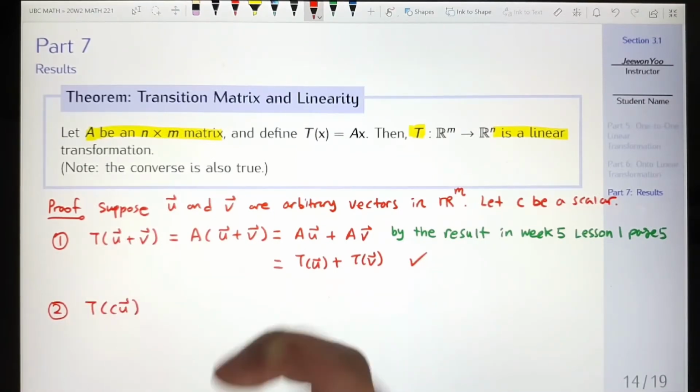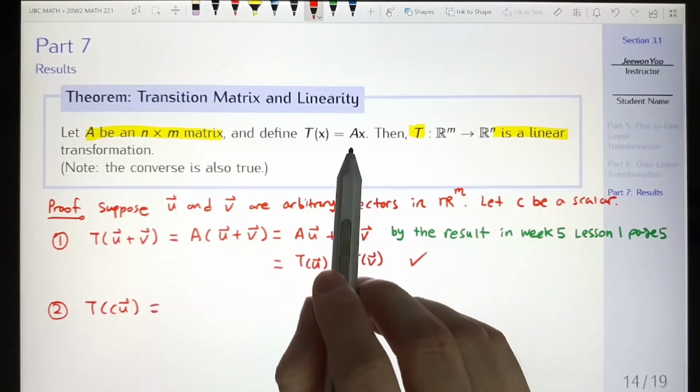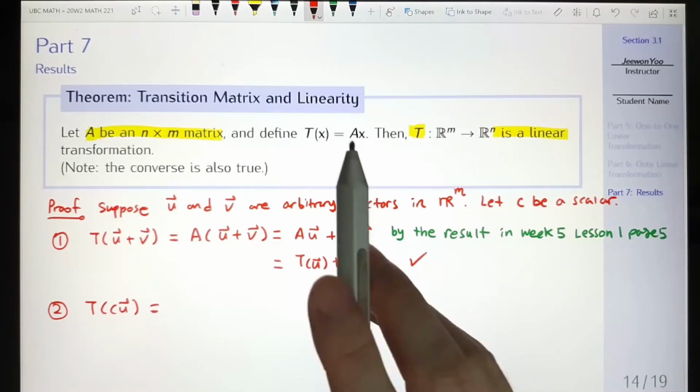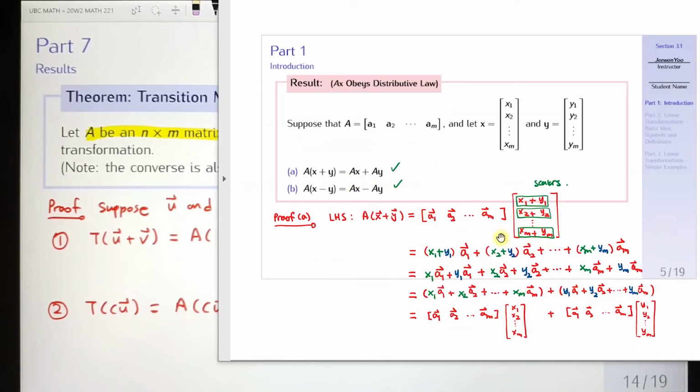The left-hand side of the second property is T of some scalar times U. By the definition, it's nothing more than matrix A times CU. Let's see if we proved anything that looks like this. We proved A times U plus V before. We did all the hard work to prove A times X plus Y, right? But we didn't really prove A times some scalar times a vector. So we might have to prove it using a similar approach.